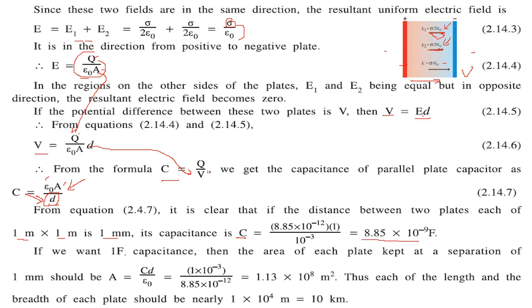So if we want 1 farad capacitance, then what should be the area of each plate kept at a separation of, say, 1 mm? We need to find out the area now. So this will be C into D by epsilon naught. Just put it here, it will be this much. Each of the length and the breadth of each plate should be nearly 10 kilometer. See, this is what we require.